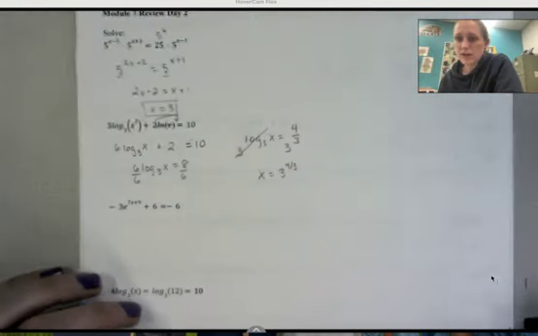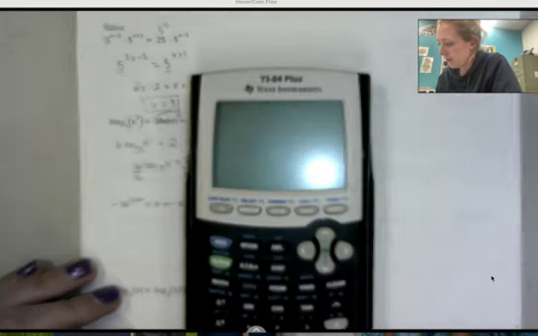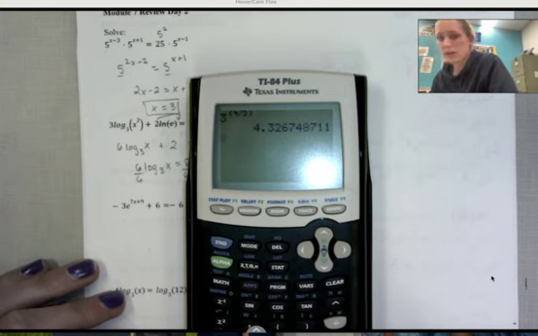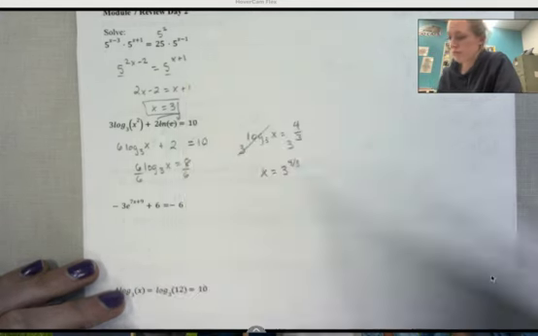Okay, we could put that in our calculator here. So 3 raised to the 4/3. Okay, approximately 4.33.